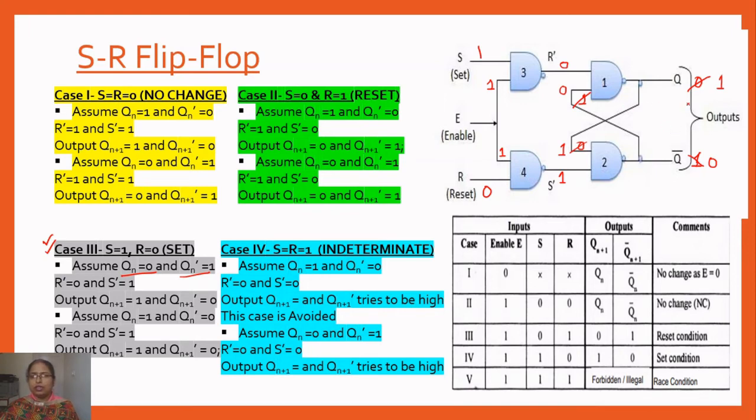So now as you can see, if my S is 1, R is 0 and the previous output was 0 and 1, now it has changed to 1 and 0, right? So in this case, when S is 1, R is 0, my Q is 1 and the flip-flop is said to be set, right? Now let us see the other way also.